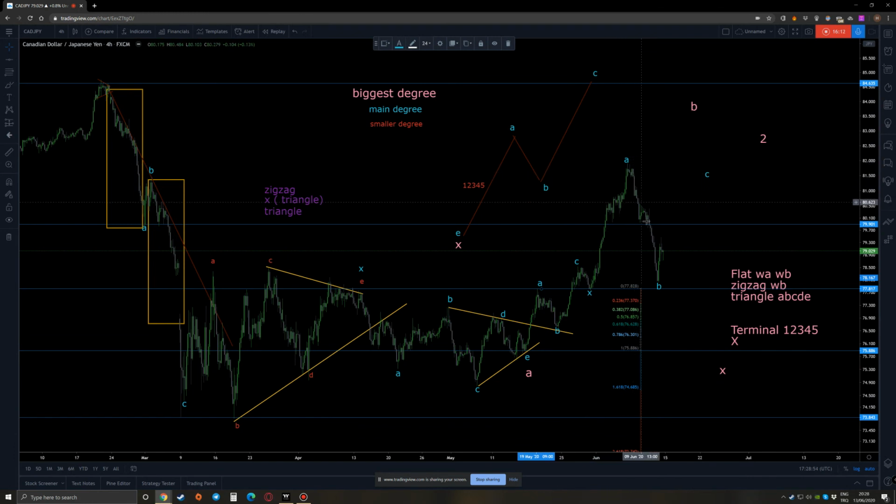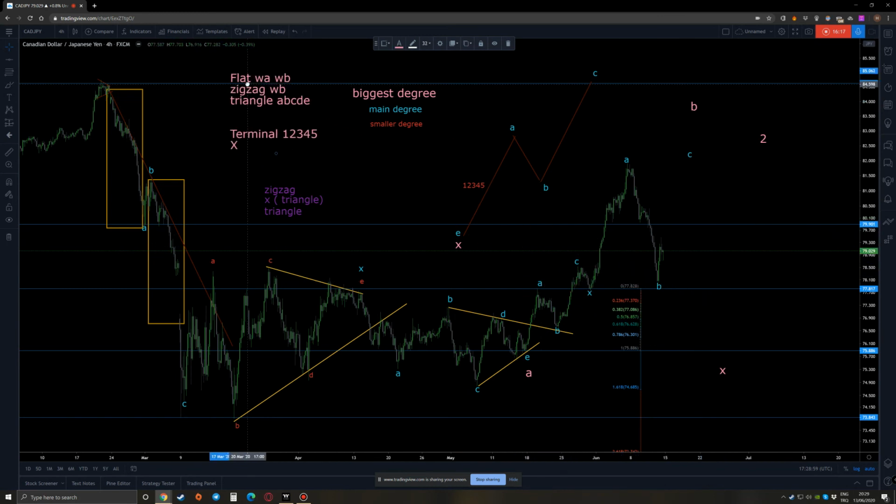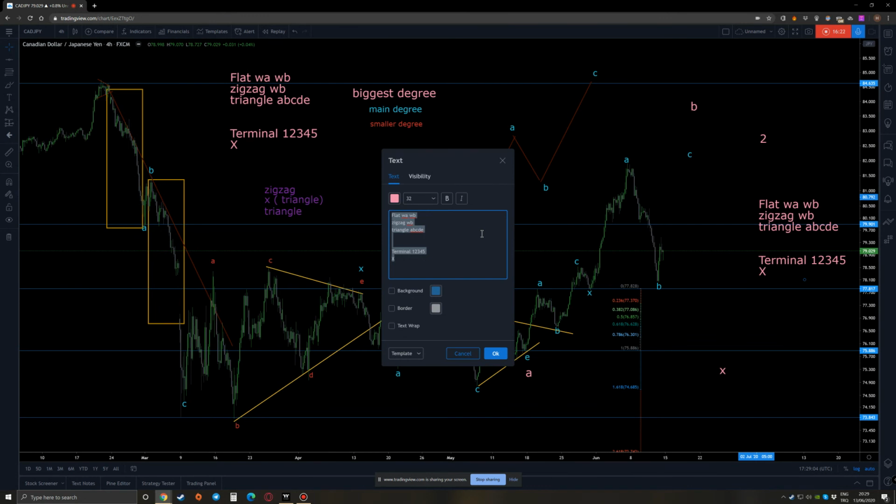Now we have another A, B. If we are looking for another flat, now it means that what we can have on this degree, let's write it down here. So if we have an ABC and ABC, we can have a double flat. This is one of the possibilities. We can have a double combination. We can have a triple combination. And actually, that's about it. And a triple flat, of course. Or you can have a triple flat.